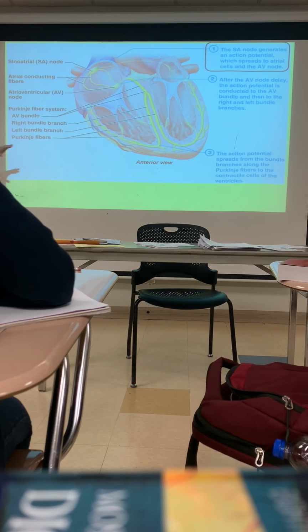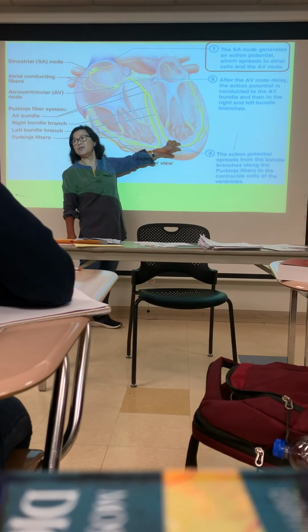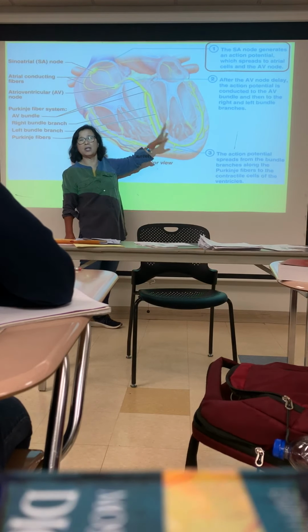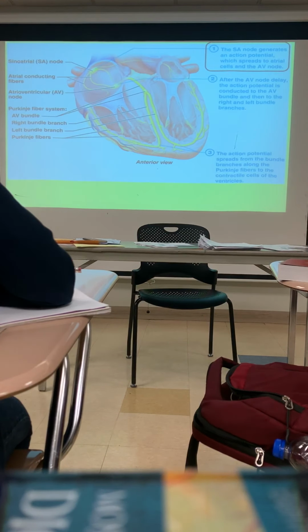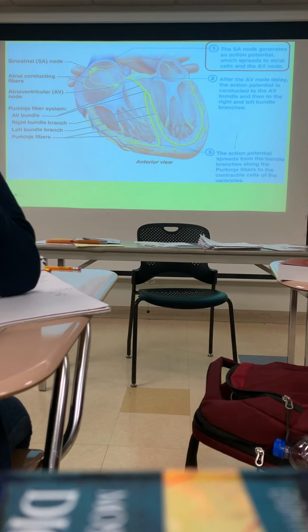When the action potential is here, this is contraction of the ventricles. This is what you call systole. Systole is contraction. Diastole is relaxation. So there is alternating diastole and systole. If the ventricles contract, the atria relax. If the atria contract, the ventricles relax. At the same time, left and right.